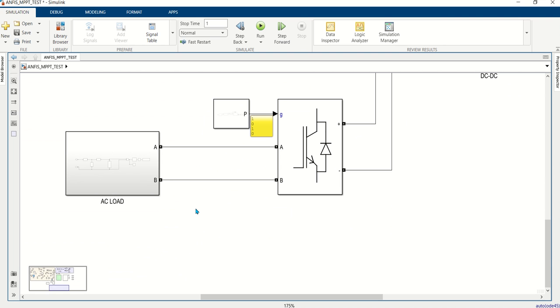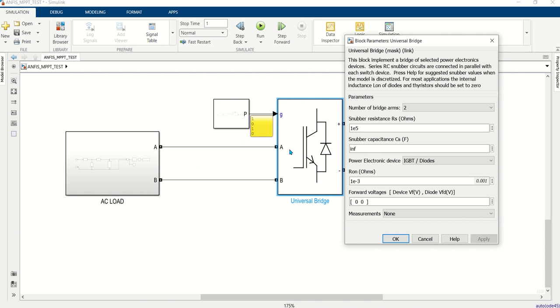Also, the inverter that we use for our system is a universal bridge inverter. When you double click on this block, you will see here the specification of the universal bridge we used. Here we use the number of bridges as two because we are using it for residential purposes. In residential use, we mostly use H-bridge. So I suppose that our load is residential, so I chose it here too. If you are using a three-phase system, then we will use three.